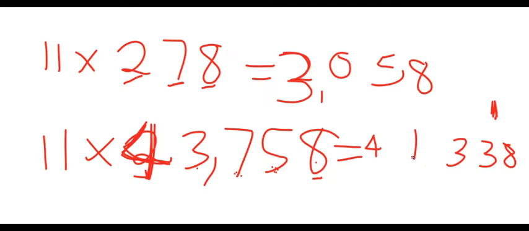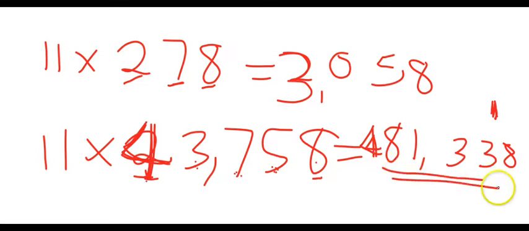Carry 1. Oh, sorry, there's another number to add here. So again, carry 1. So 3 plus 4 is 7. So 7 plus 1 is 8. So I can put the 8 here. So my final answer becomes 481,338. And that is the answer for multiplying this very huge number by 11.